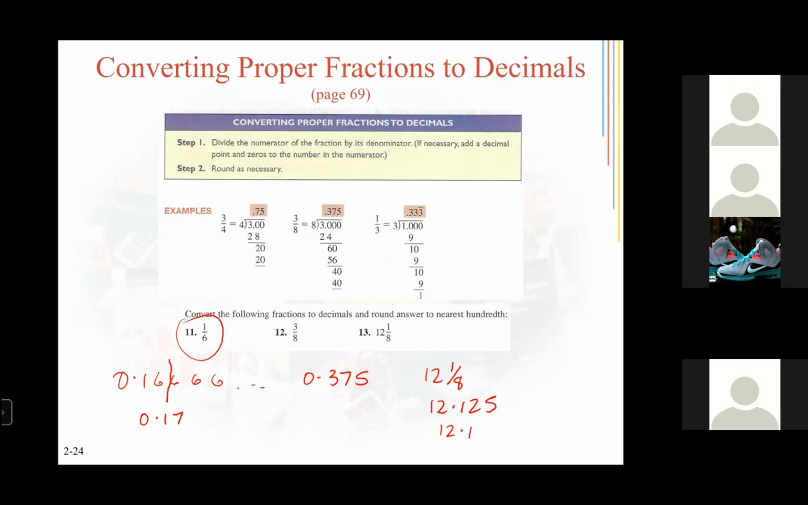12.13. Okay. Now, Miss Thompson, you had said you could have converted. You could have said 8/12 plus 1/8 and then divide. But that would be extra work because you would end up still getting 12.125. So if you have a mixed number and you want to convert to a decimal, you could just do the fraction part and then attach the whole number to the answer you get.